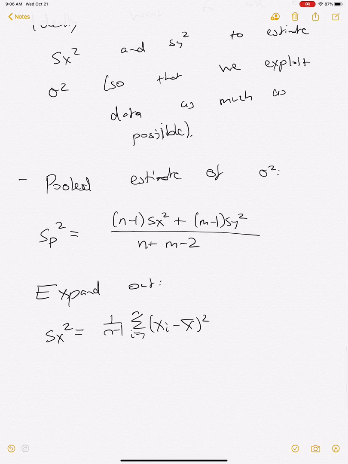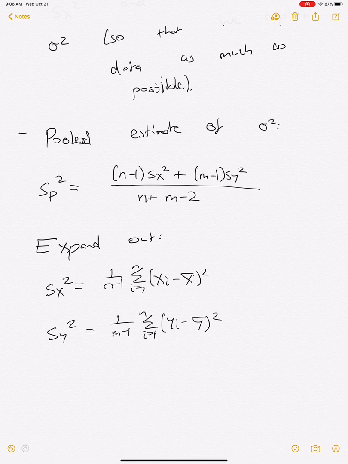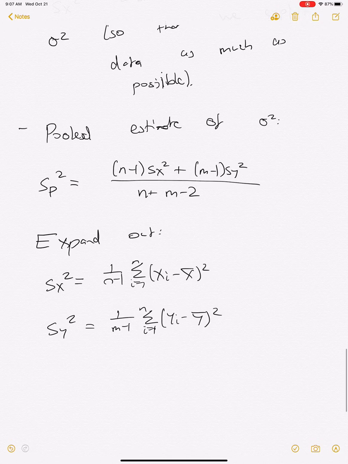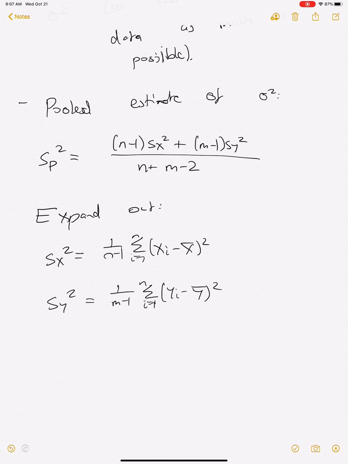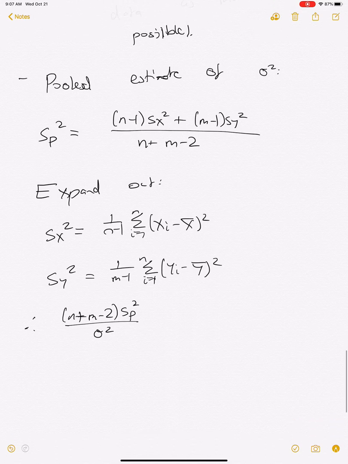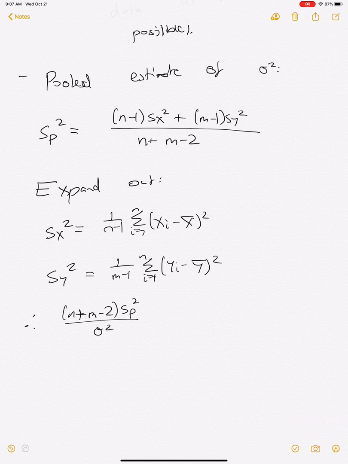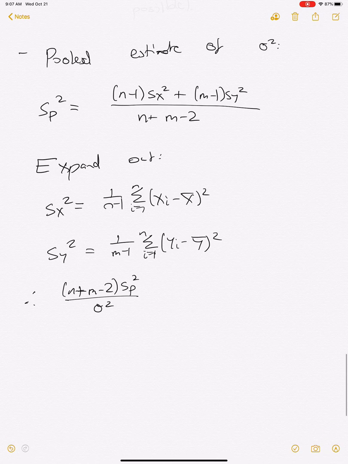Xi minus x bar squared. And then we know that sy squared is 1 over m minus 1. Okay, and so what we then can say is that if we look at n plus m minus 2 sp squared over sigma squared, this is going to be useful because it's going to allow us to derive the distribution of this statistic.